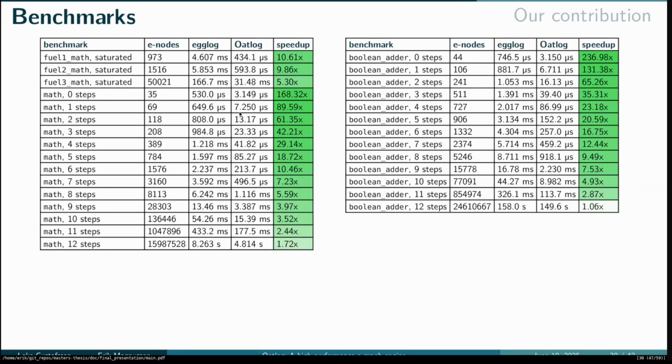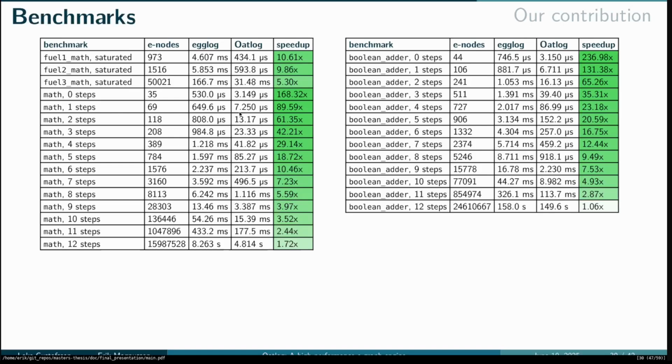So this is a large table, but I think it's actually easier to read than a figure. There are 3 benchmarks: fueled, math, and Boolean adder. They are reasonable benchmarks where you do lots of algebraic manipulation. This is the key column, which is E nodes. It's the size of the E graph that we build.